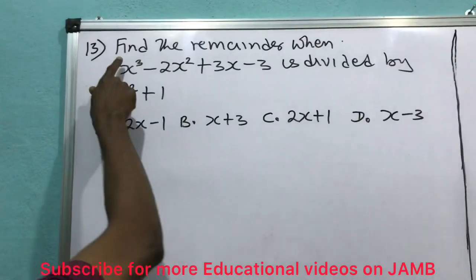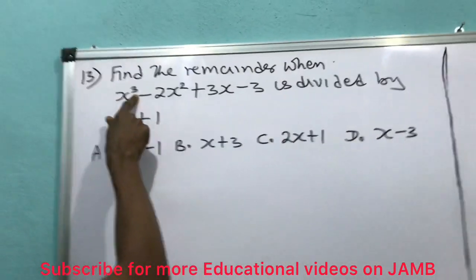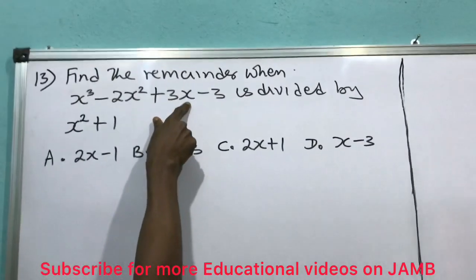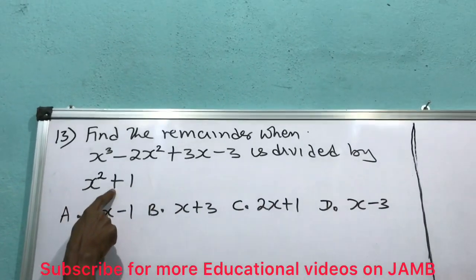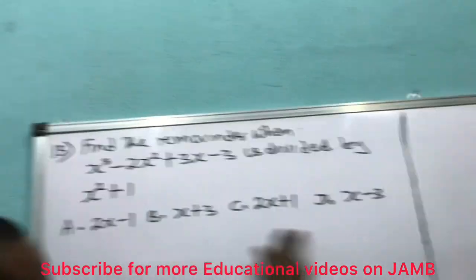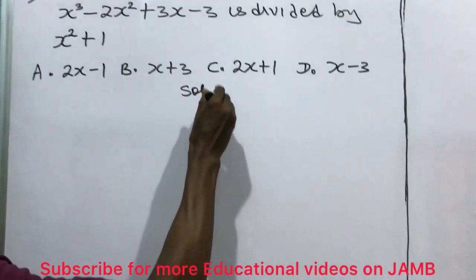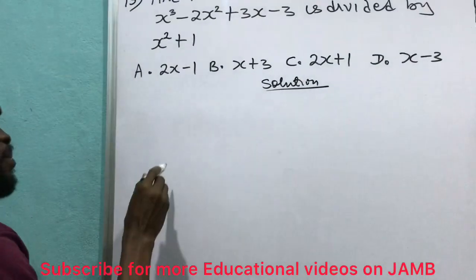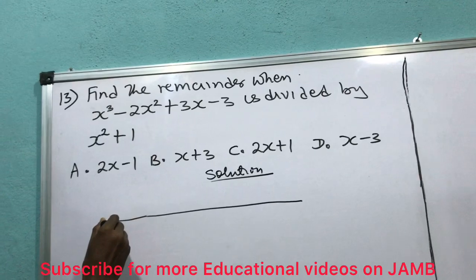Question number 13 says: find the remainder when x raised to power 3 minus 2x raised to power 2 plus 3x minus 3 is divided by x raised to power 2 plus 1. Look at the options given to us. Let's go to the solution so that we'll know exactly the right answer. Division, you remember. How do we run division? I'm going to do it this way.